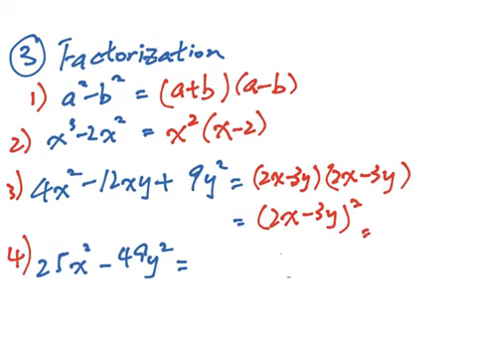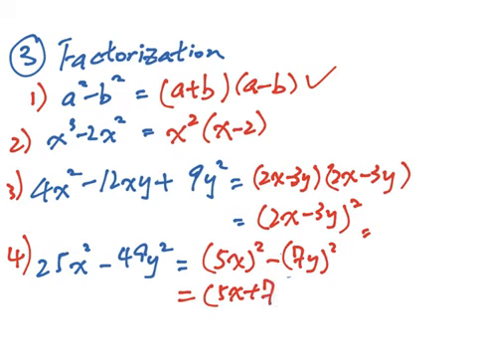Okay, number 4. 25 and 49, we can change to 5 squared and 7 squared respectively. So it becomes 5x all bracket squared minus 7y all bracket squared. Actually, it is the formula from question 1, so we can apply it. So it becomes 5x plus 7y times 5x minus 7y.